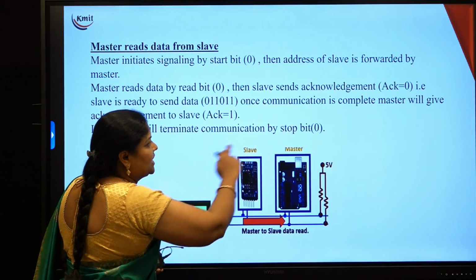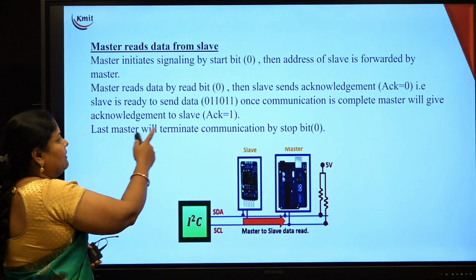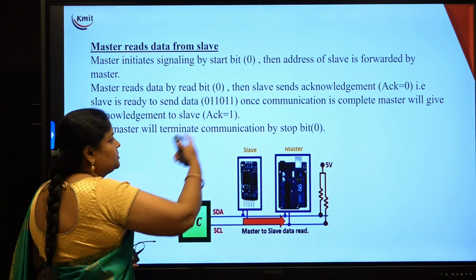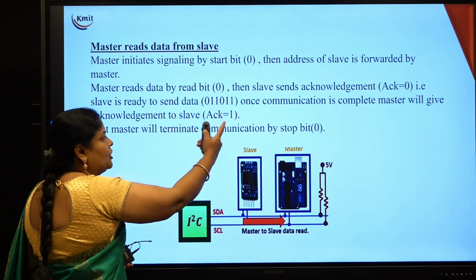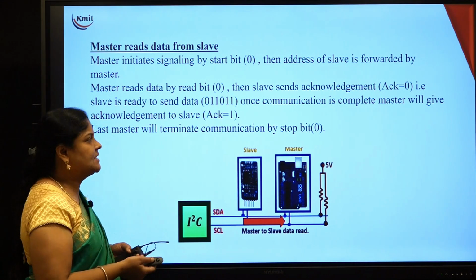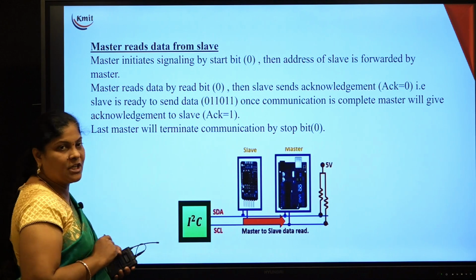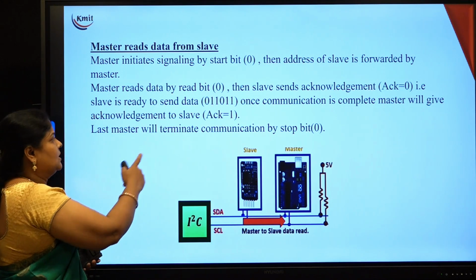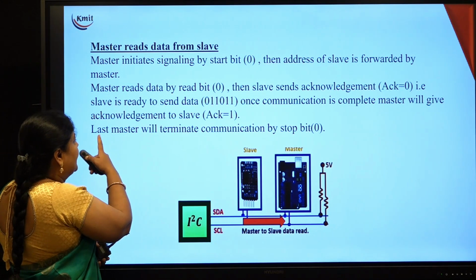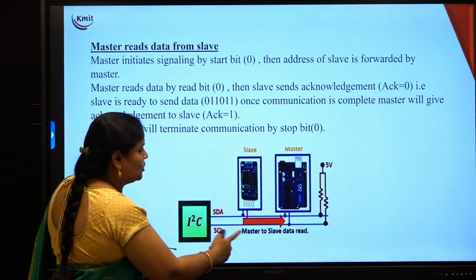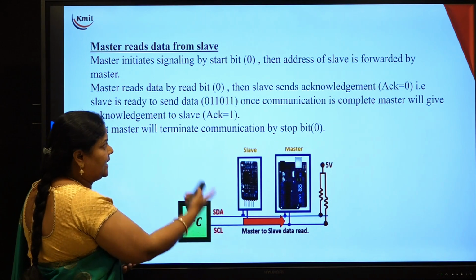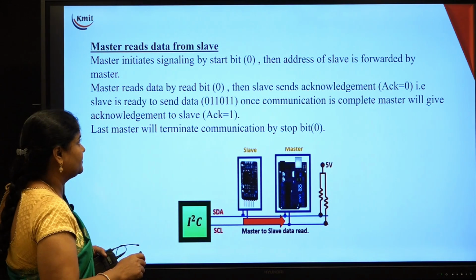Once the communication is completed, the master will give acknowledgement to the slave, acknowledgement equal to 1. So when the master gives acknowledgement, we say acknowledgement is equal to 1, but when the slave gives acknowledgement, we say acknowledgement is equal to 0. This point is to be remembered. Lastly, the master will terminate the connection by giving stop bit. So this is the diagram related to that explanation.